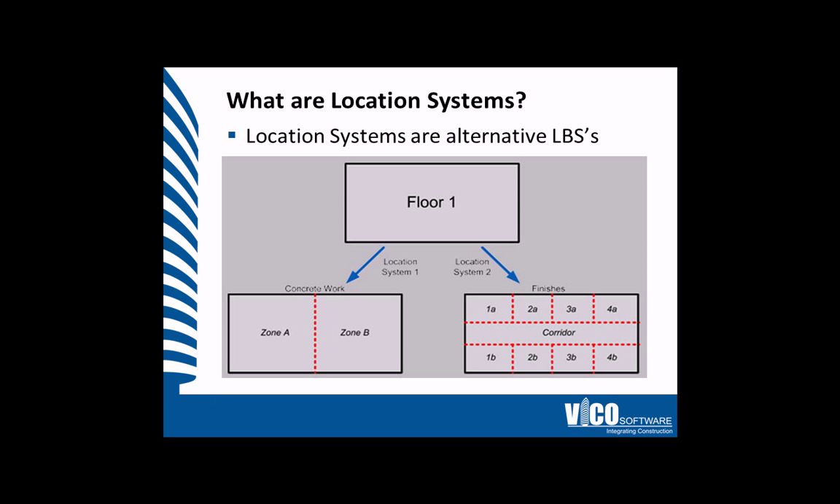Location systems are alternative location breakdown structures. Every trade is going to have a different sequence of work. For instance, with concrete work, you might only have two pours on one floor, whereas with finishes, you might have multiple locations as part of your crew sequence.